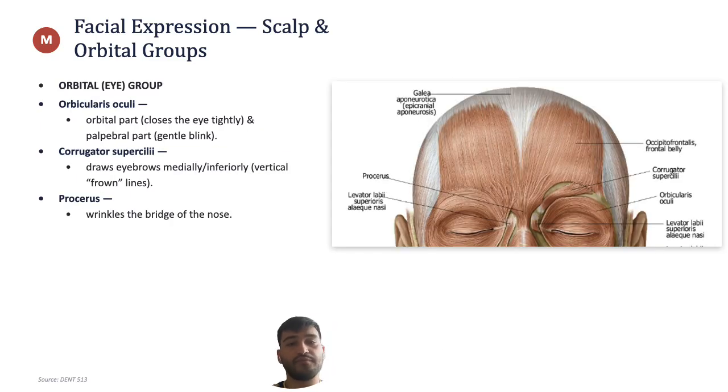Then we have the orbital part. As we can see, you can go down from the occipitofrontalis, and we have three main muscles. We have the orbicularis oculi, and it's split into two parts. The orbital part closes the eye tightly, like you close it fully, and the palpebral part is just a gentle blink. After that, we have the corrugator supercilii, which goes across. And then we also have the procerus, right under our glabella, I guess you could say.